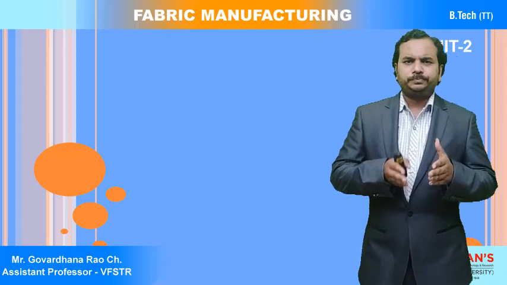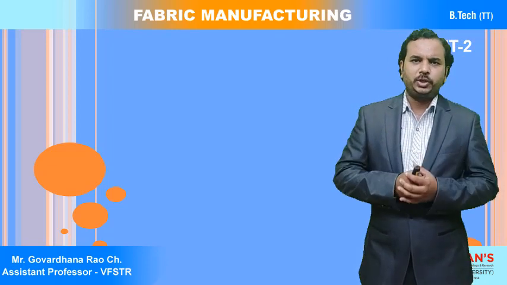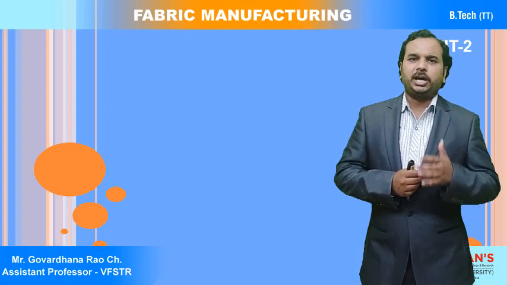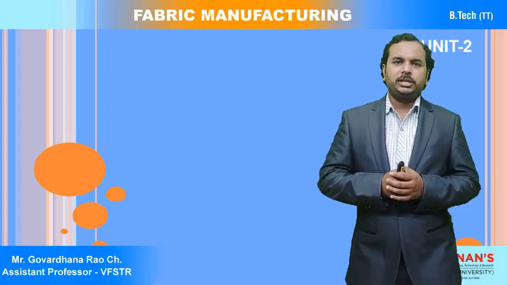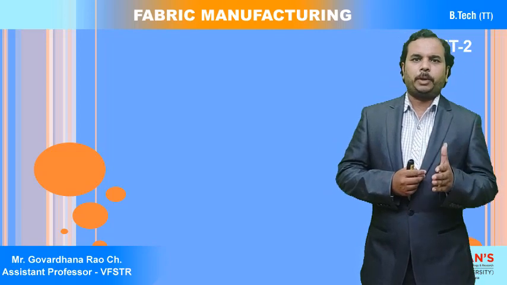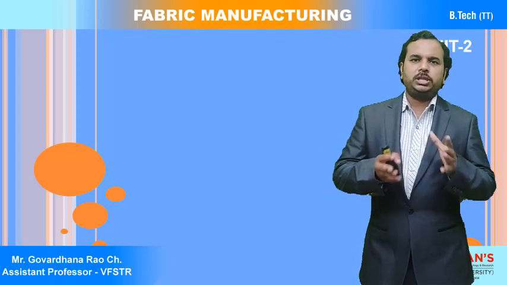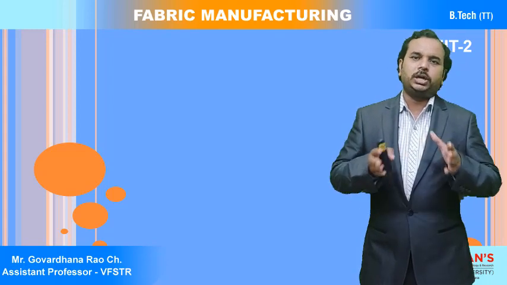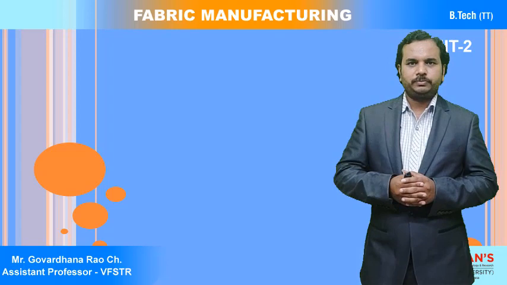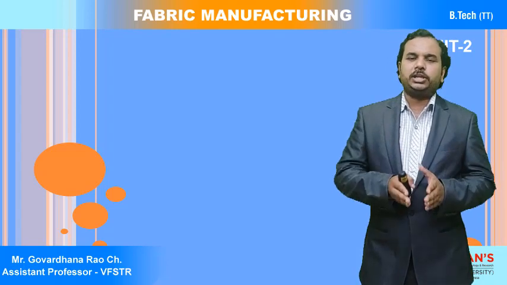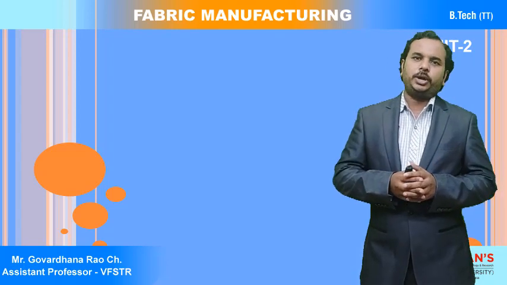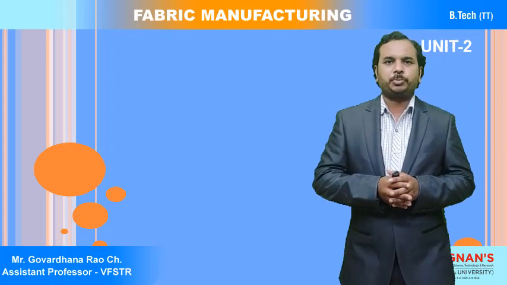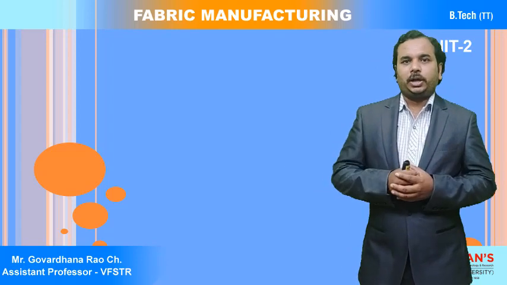In the second half of the unit, we discussed warping technology, the second machine in the warp preparatory stage, the warping machine. We have seen the objectives of warping, how warping machines are classified, and how they work, and that we select a particular warping machine depending upon the fabric quality requirements.